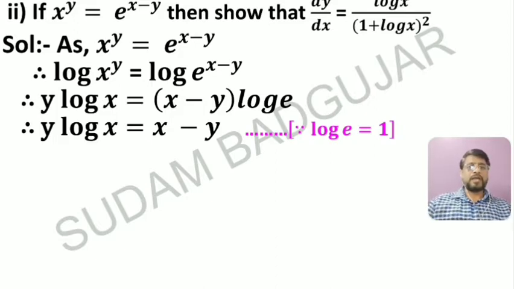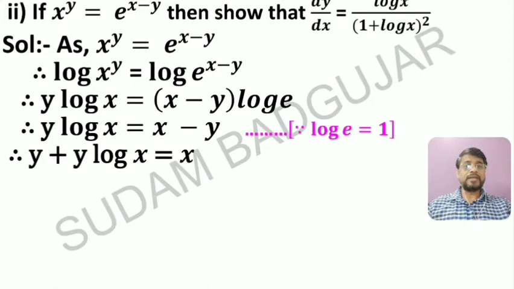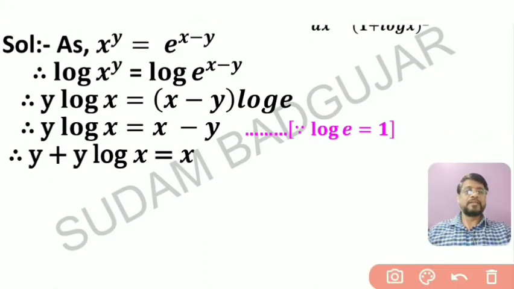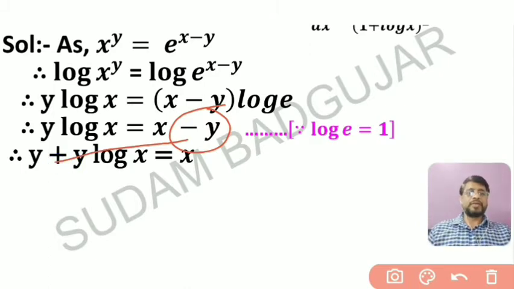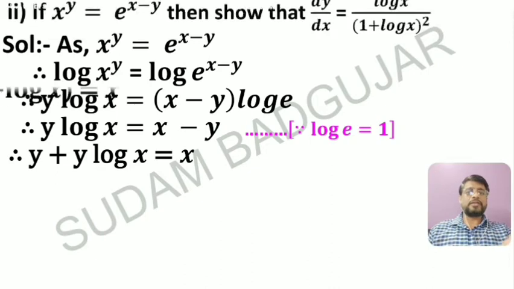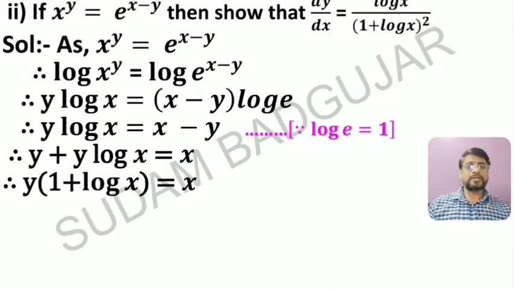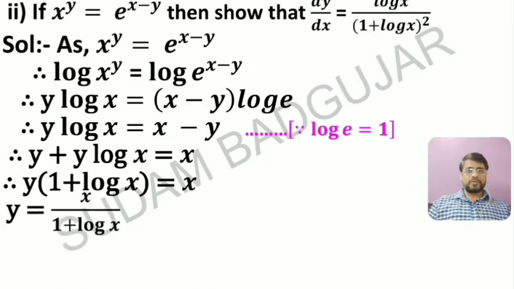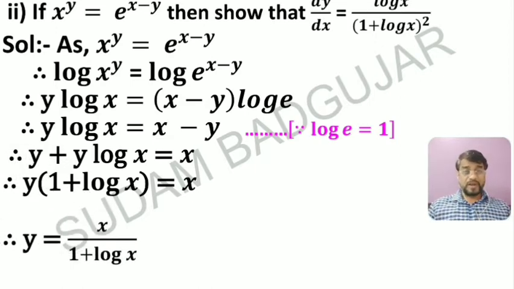Means this y, this function, this equation, you have to write y is equal to a purely function of x. That's why this minus y, transfer to the RHS, it becomes plus. Now taking y common, you will get y into bracket 1 plus log x is equal to x. So y is equal to x upon 1 plus log x, and it is purely in terms of x.